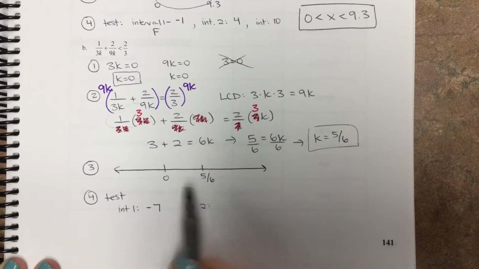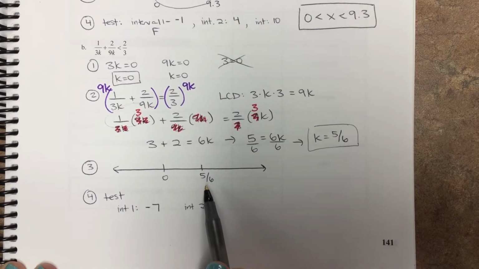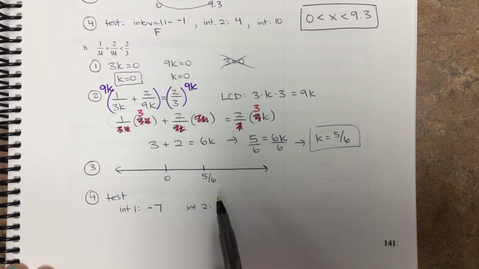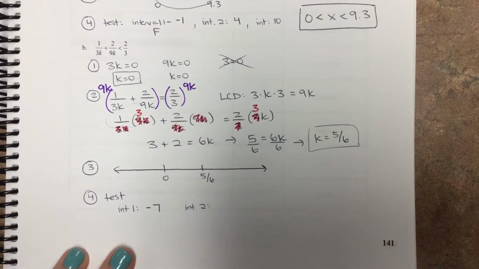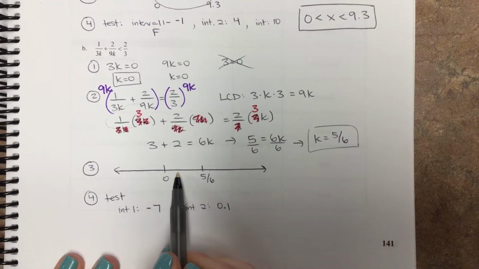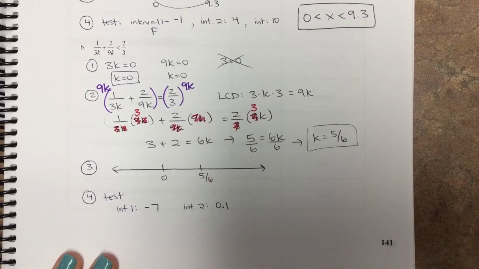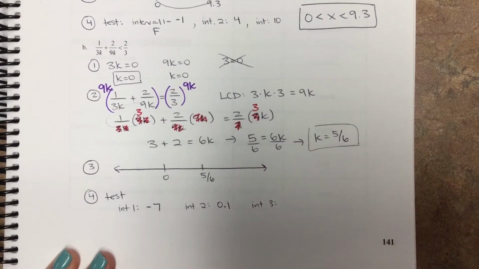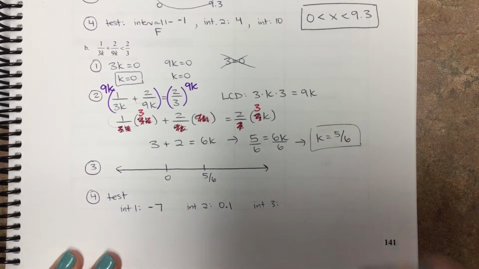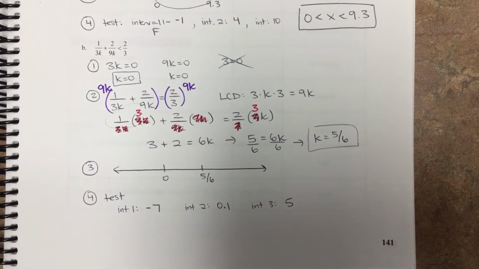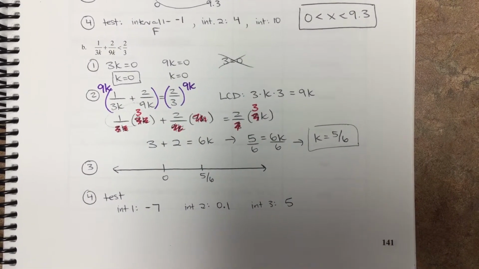Interval 2, something between 0 and 5/6. So 5/6 we know is less than 1. It's about 0.6 something. So let's use 0.1. That way we guarantee we're a little bit bigger than 0, but it won't be big enough to be over this line. And then in interval 3, anything we want that's bigger than 5/6. So let's use the number 5. Anything. Just trying to emphasize here, you can use any numbers that you want.